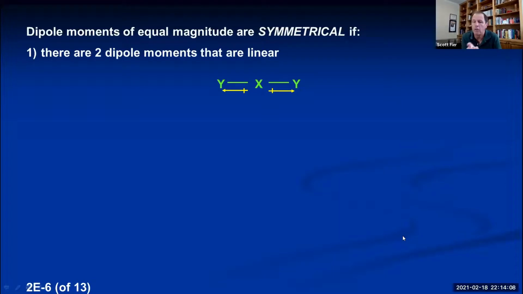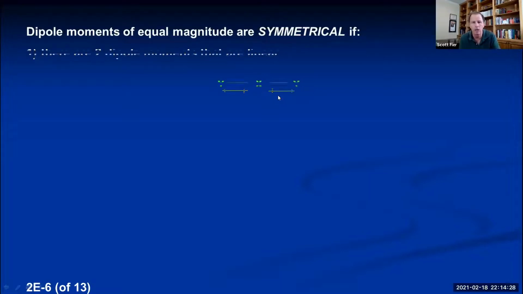Now, if those 2 vectors were not equal in magnitude, let's say one was atom Y on the left, and this was atom Z over here. What if this dipole moment was way bigger than this one? So they were not equal magnitudes, then they don't cancel out, right? So they only cancel out if the magnitudes are equal. So that's one thing you will need to know.